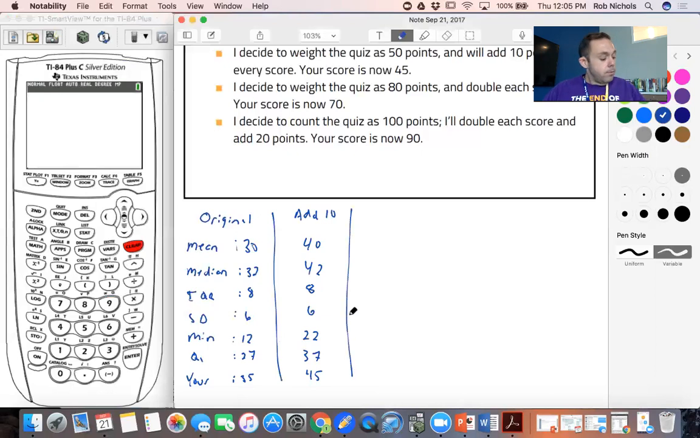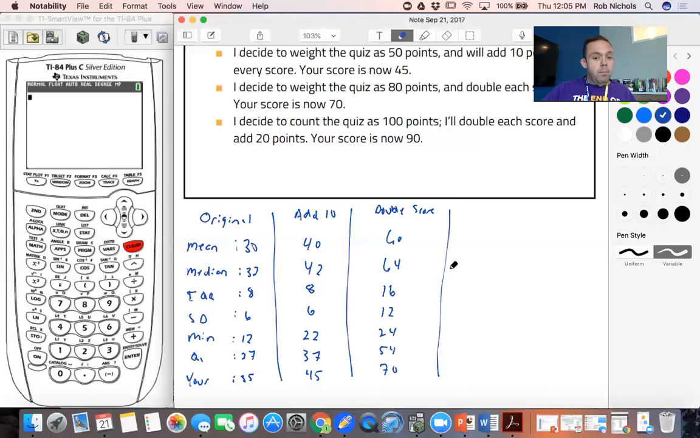Now what if I decided to double each score? Everything changes in that situation because I'm multiplying. So my new mean becomes 60. My median becomes 64. My IQR becomes 16. My standard deviation becomes 12. My minimum becomes 24. My Q1 becomes 54, and my score becomes a 70.